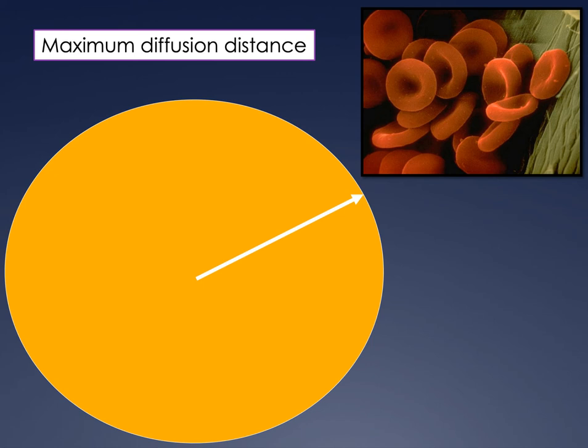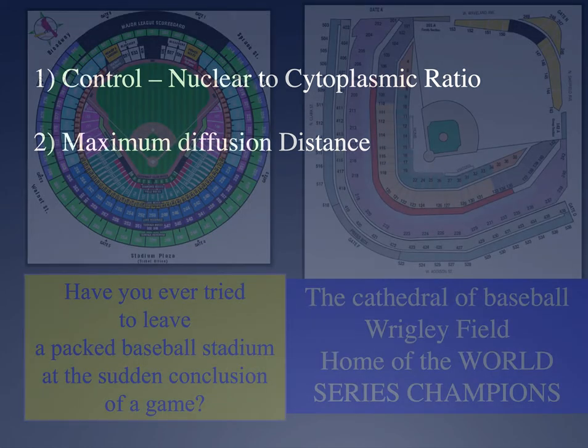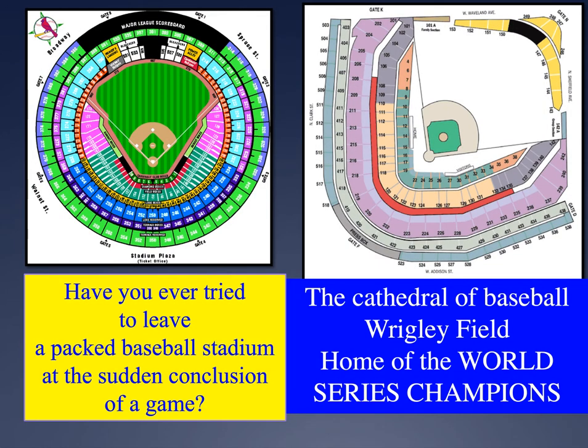So by being flat like that, squeezed in the middle, it's kind of like a donut, but it doesn't have a complete hole, then the maximum diffusion distance is greatly decreased. So there are two limits of cell size. Here's the third.